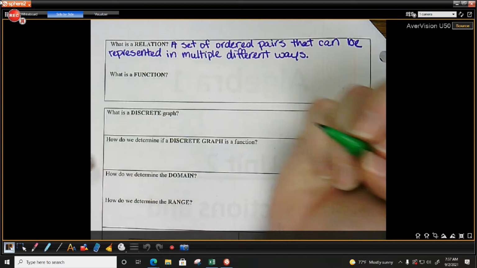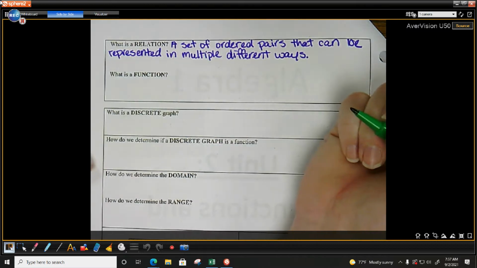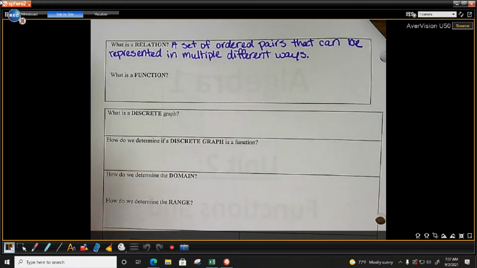Okay, and then a function. How did it get to Unit 2? Do what? How did it get to Unit 2 packet? Only get to Unit 1. No, keep that one. That's yours.